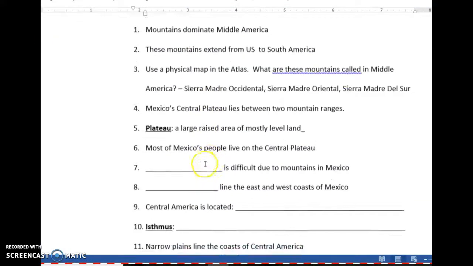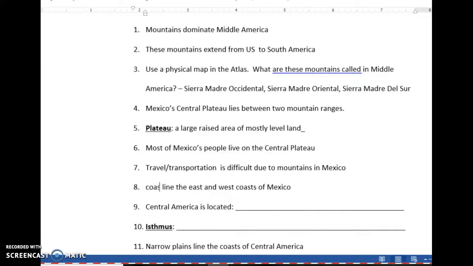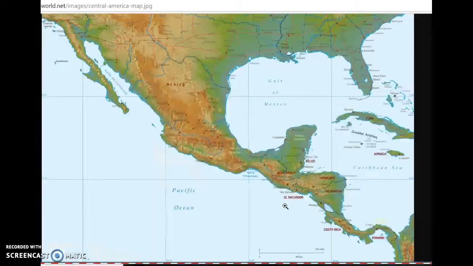In general, travel and transportation have been difficult throughout history because of those mountains, and coastal plains line the east and west coast of Mexico, which I already showed you. Central America, you need to know, is located south of Mexico and north of South America. It's literally central, right? So here's Mexico. You come down here, here's the border for Mexico. So south of that, here's Panama, and here's South America, north of that. So this region in the center.